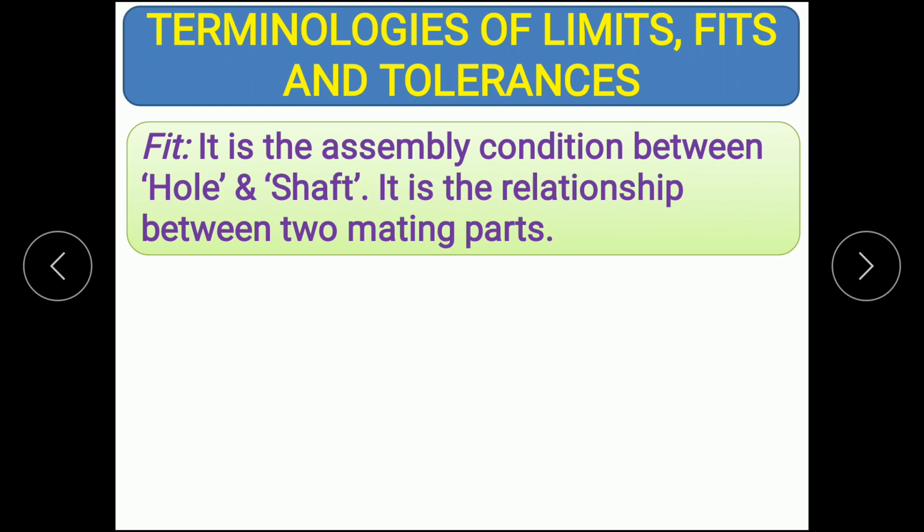Next is fit. Fit means the assembly condition between hole and shaft. It is the relationship between the two mating parts. We shall see fits in detail in the next slides.